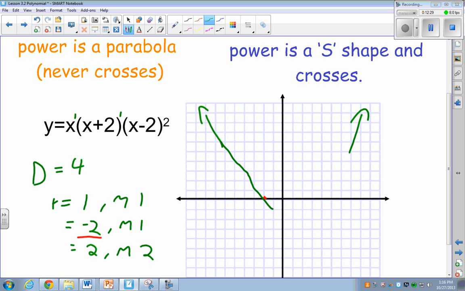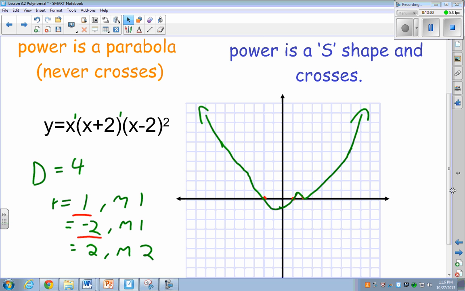Okay, now we've crossed 2. We've got to start making our way towards our next lowest 0, which is 1. Since our multiplicity there is 1, it's going to go through it. But now our next one, r is equal to 2 with multiplicity 2, so that means it's going to be like a parabola. It's going to shoot back up just like that. And then we finish our line. So that's what that one's going to look like.